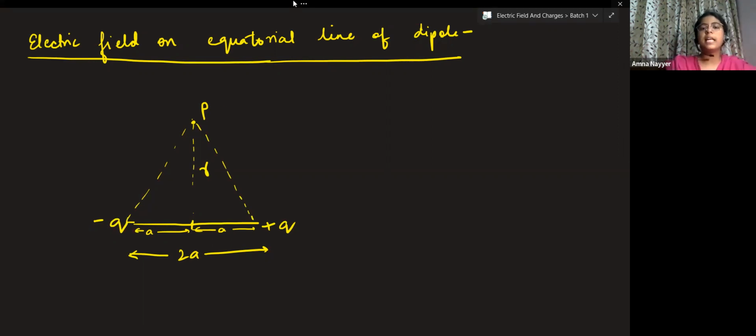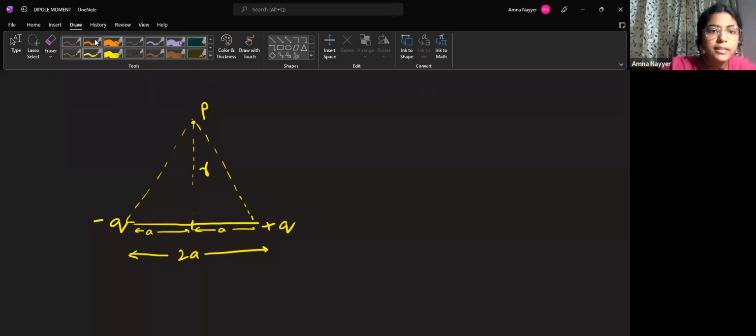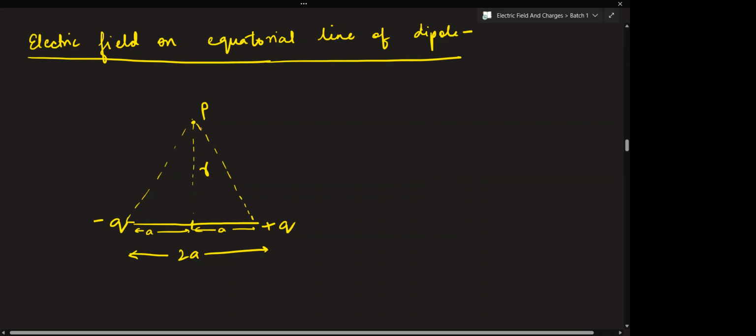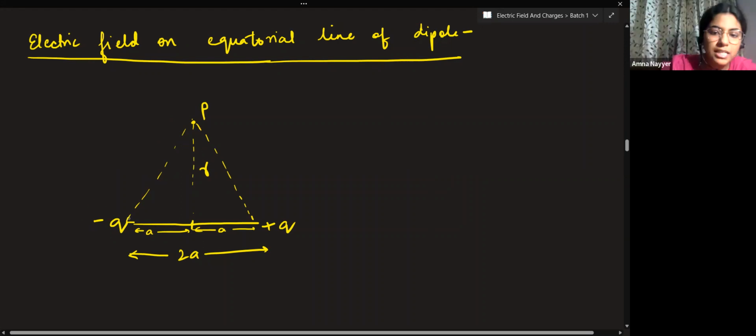Now see, electric field because of the negative charge. So yes, Shravya, you tell me. For a negative charge, what is the direction of electric field? Is it towards the charge or away from the charge? For negative, it is towards the charge. Towards the charge. So since this is a negative charge that we have, the direction will be towards this charge. This is electric field due to minus Q.